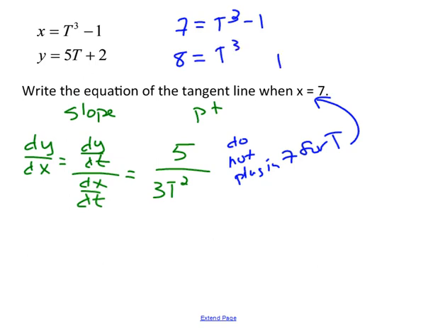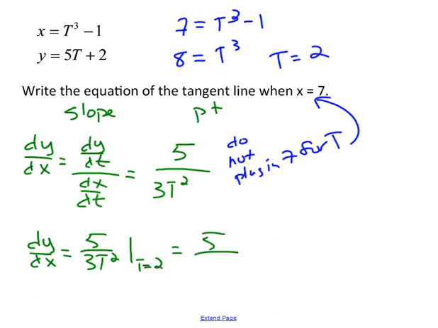8 is t cubed. So I'm looking at this tangent line when t equals 2. And so I want to evaluate my derivative. So I want dy/dx is 5 over 3t squared. I'm going to evaluate that for t equals 2. 5 over 3 times 2 squared is 5/12. So I have my slope. Done. Now I have to find my point.